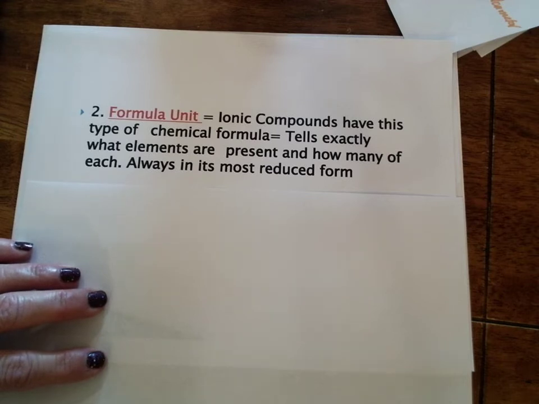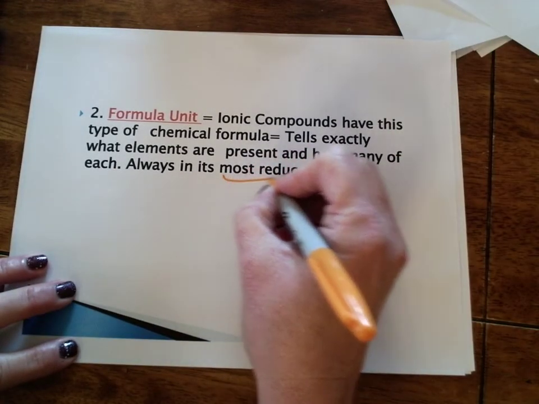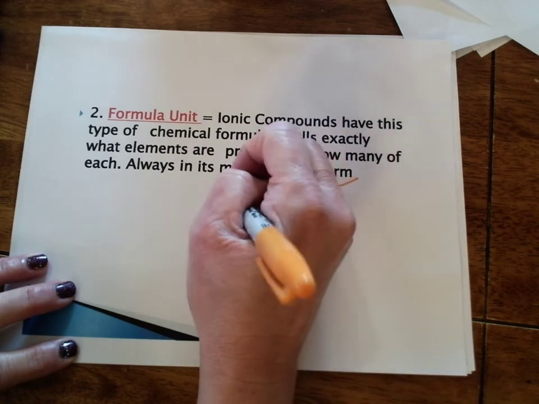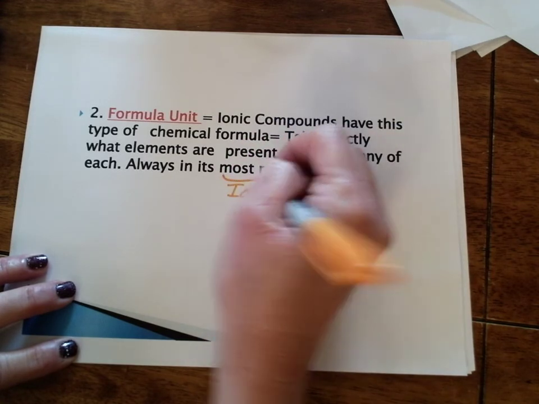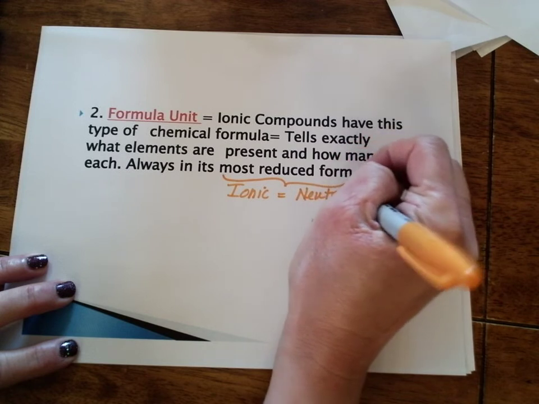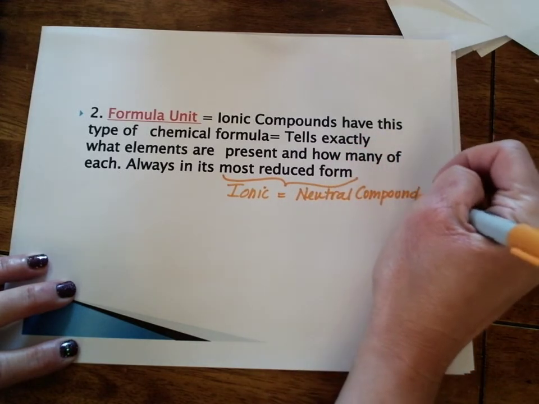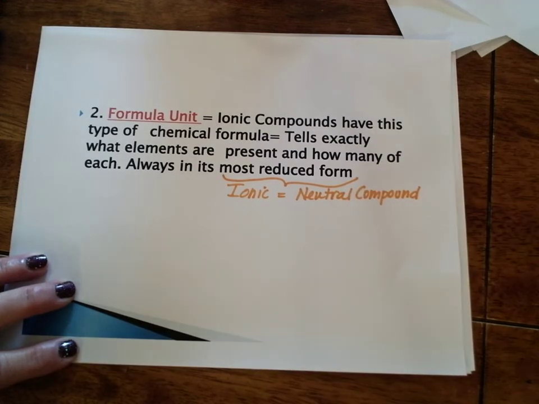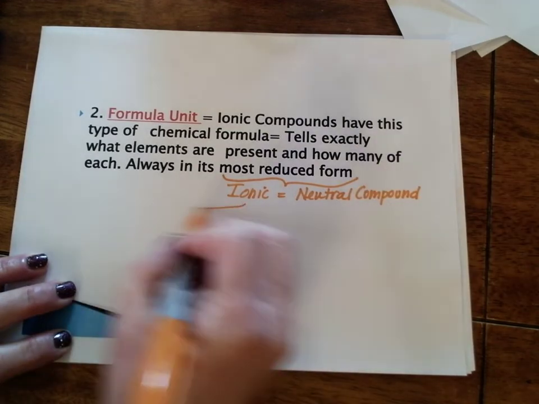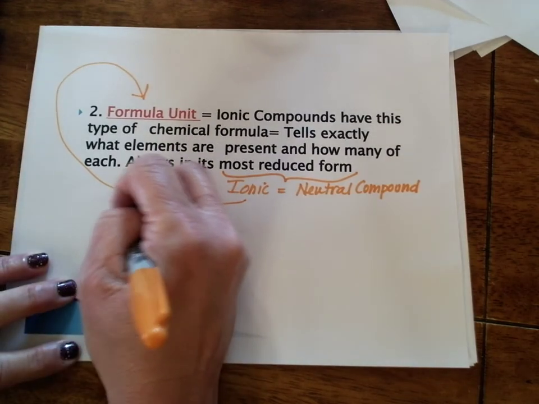It's called a formula unit because it tells us exactly what's present, exactly how many of each, and it's always in its most reduced form. It's in its most reduced form because it's ionic and it is a neutral compound. So whenever I have a neutral ionic compound, it's always in its most reduced form and it's called a formula unit. So I can pick anything for an example of that.